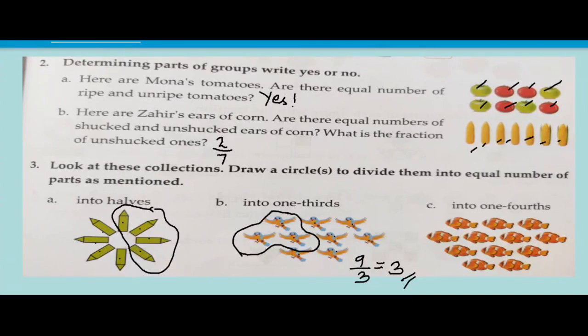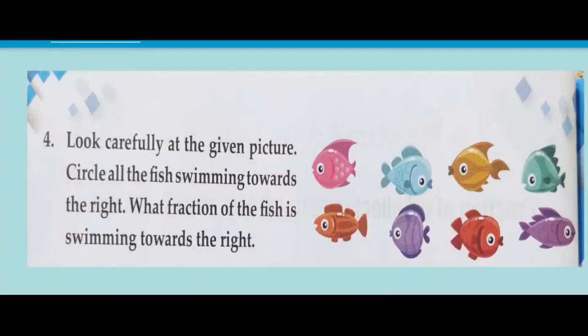Now next you will do this one. Here you have to divide how many fish? 1, 2, 3, 4, 5, 6, 7, 8, 9, 10, 11, 12 fish into 1/4. So if you divide 12 by 4, it will be 4. So 4 fish will make 1/4 of 12. So this is your homework.